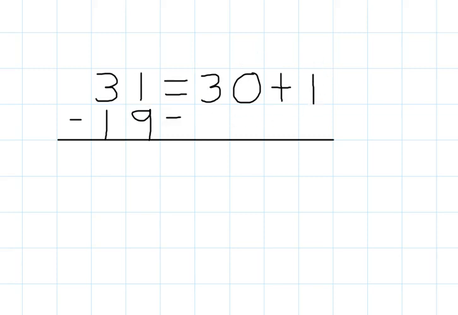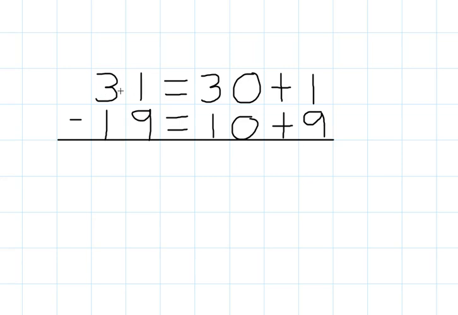I'm going to do the same thing with my 19. I'm going to make an equation here. I have 19, so I have 1 ten, and 1 ten is equal to 10. There's my 10, and then I'm going to go here to my ones place, and I have 9 ones. Here I'm going to add it to my 10, and 9 ones, of course, is equal to 9. So now I'm ready to subtract.